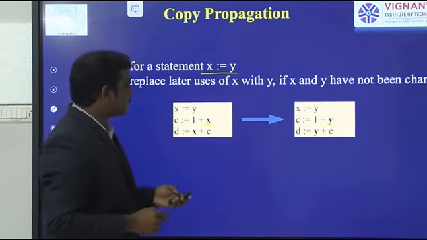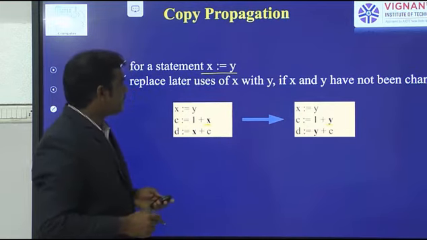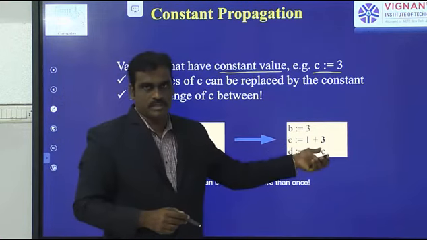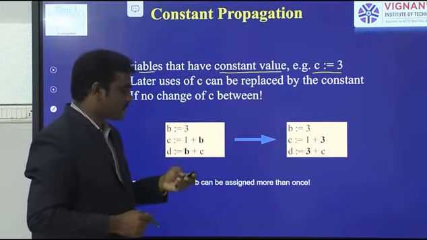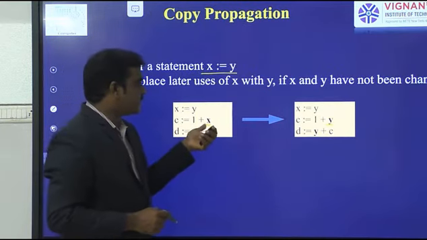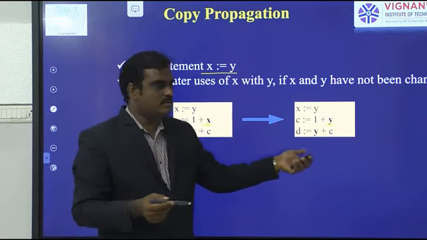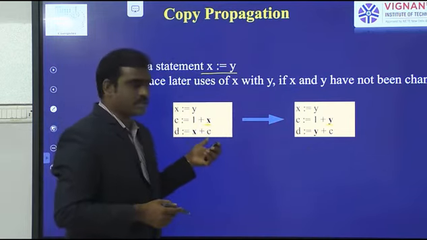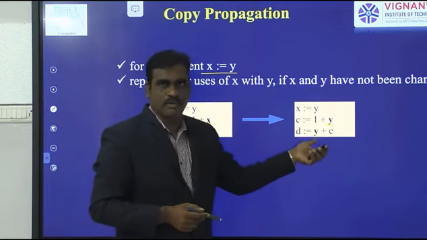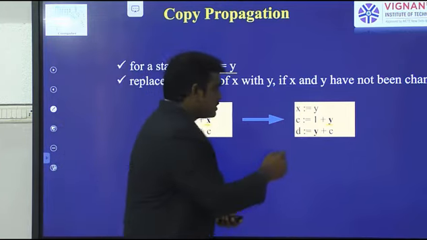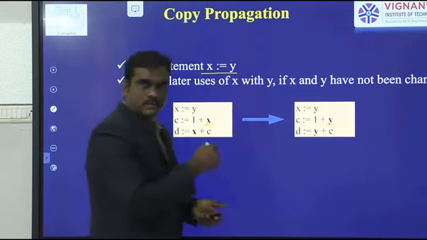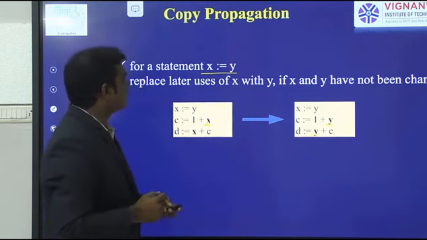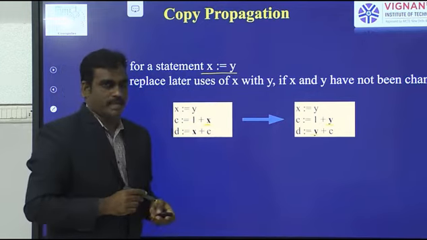Previously a variable was replaced with a constant, that's why it is constant propagation. Now a variable is replaced with another variable, so it is copy propagation. Next, d equal to x plus c: instead of x, you can write y directly. In this way also we can increase the speed. This is about copy propagation.